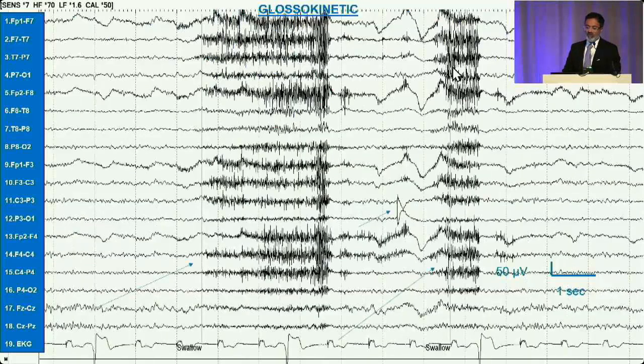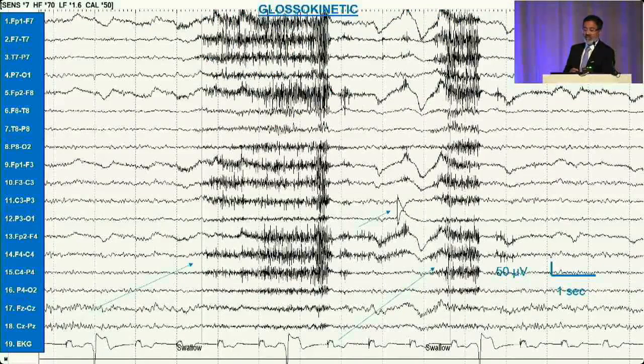All right. Glossokinetic artifact. This is an artifact that's caused by the tip of the tongue. The tip of the tongue has a dipole, and it's negative at the tip and positive at the base. So if you move your tongue while you talk, it can create a series of deflections that can look like slowing. And it's absolutely normal. It can be distinguished by having the technicians ask the patients to say la, la, la, la, la, and that will cause that artifact to appear.